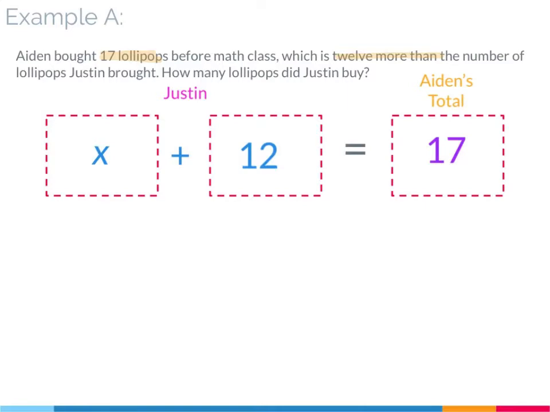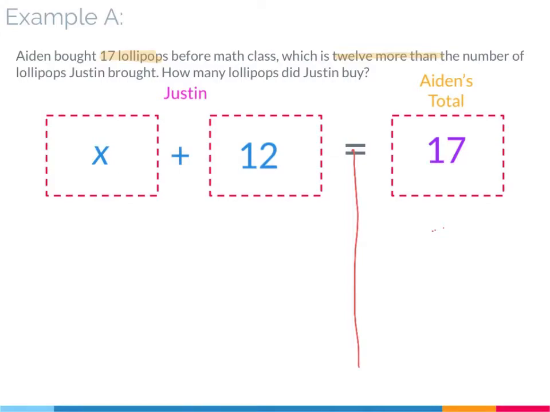So now notice I've set up an equation. On one side of my equation, I have Justin. I don't know how many lollipops he has, but I know when I add 12 to it, I can get Aiden's total. And since I know Aiden's total is 17, I've got an equation I can solve. So I'm going to draw my wall down for my equal sign. I've got to get rid of my constant because I've got a one-step equation here. I've only got a constant to get rid of.